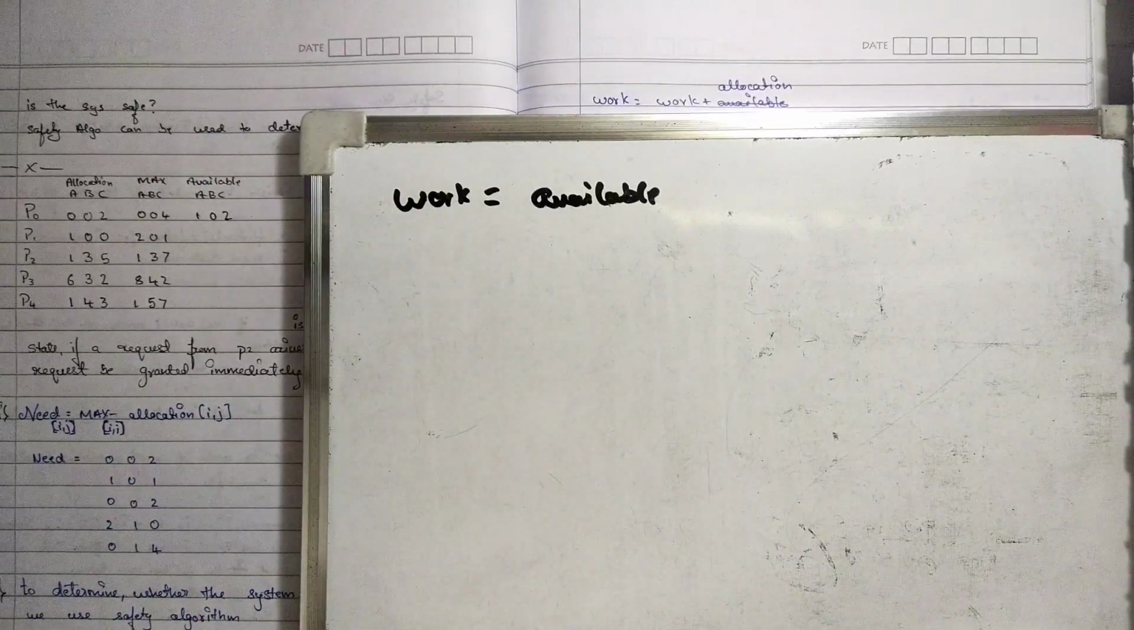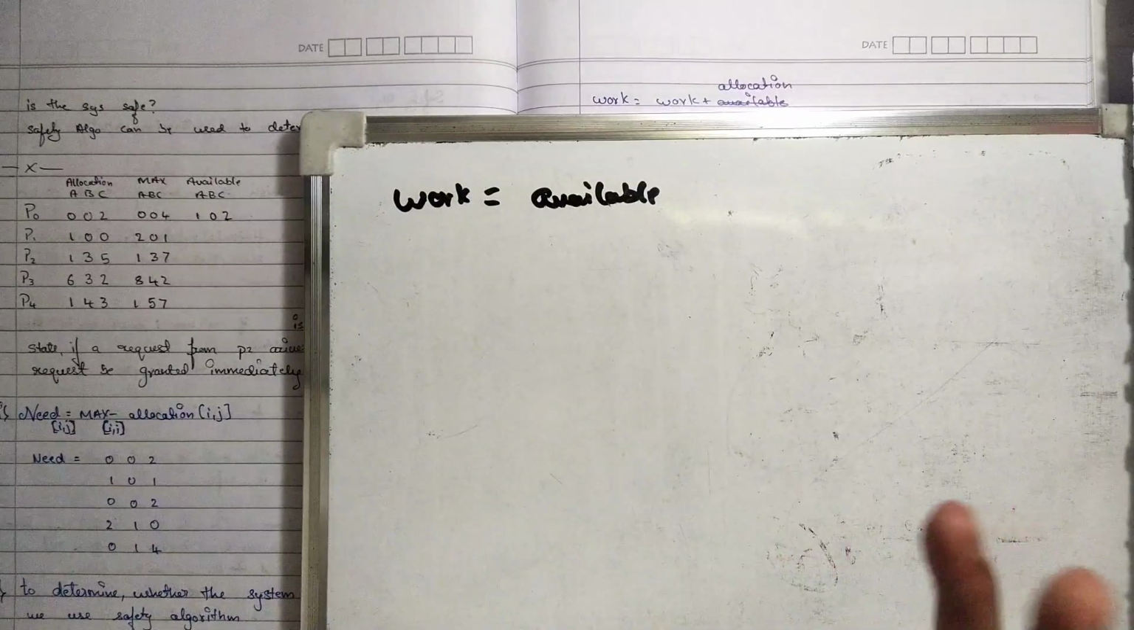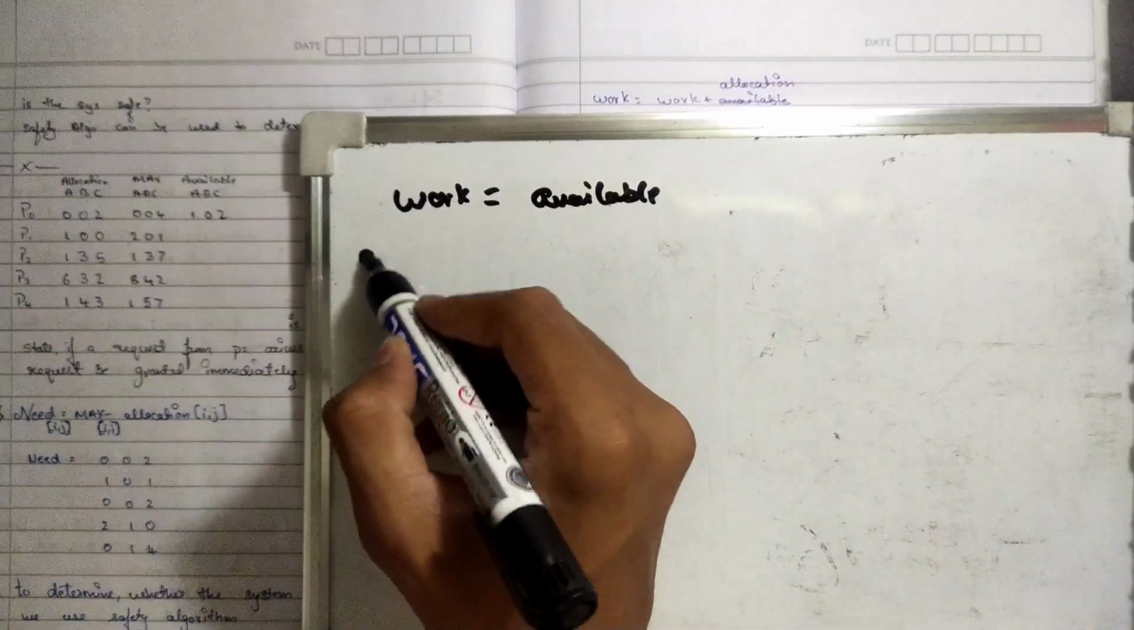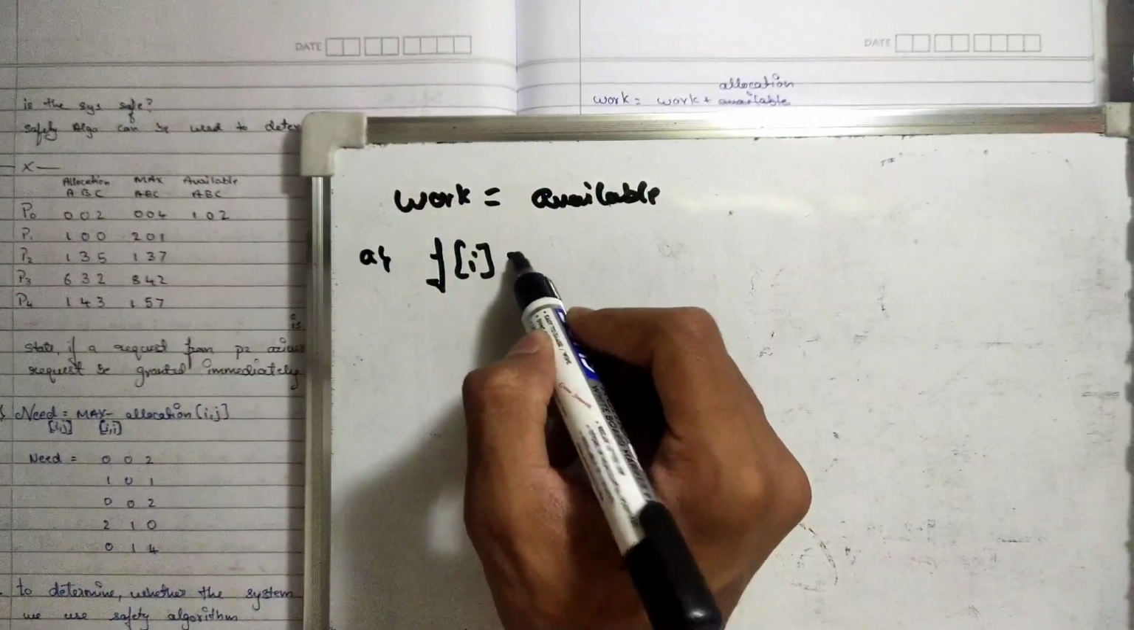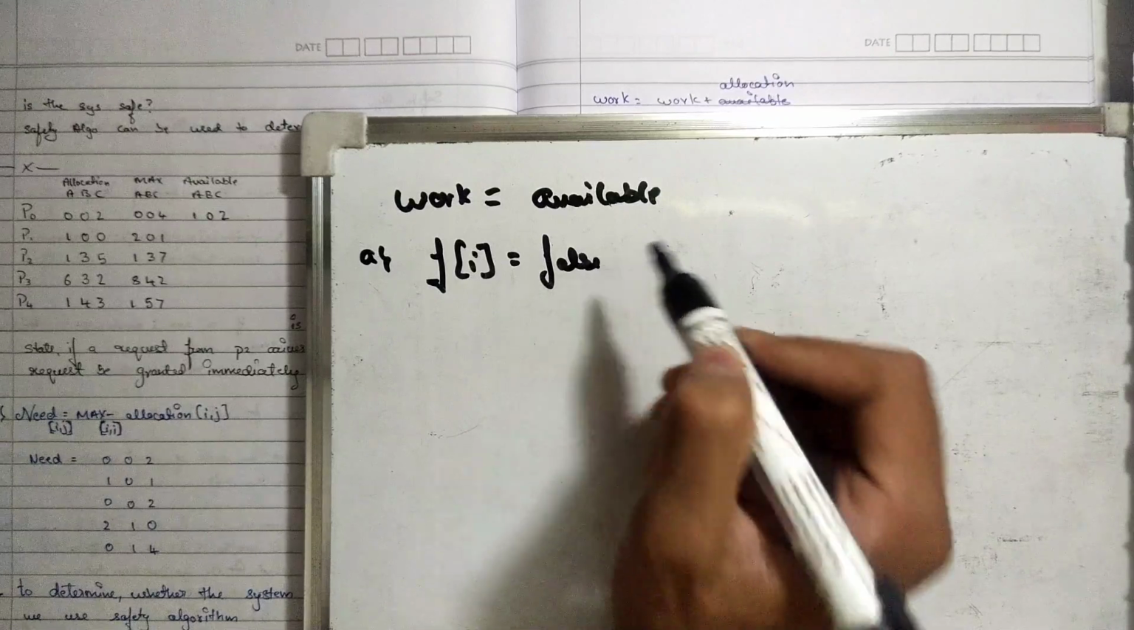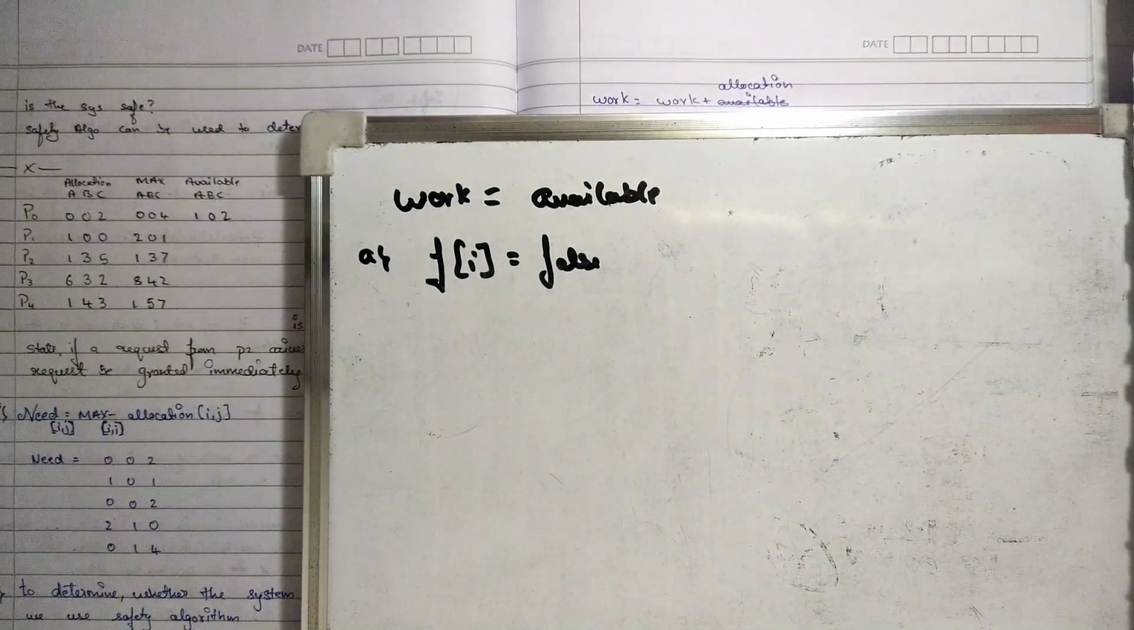We will be using this work again and again. First we say work equals available. Then we consider one process. Then we make f of i false. If f of i is false, it means the process has not got the requested resources and its execution is still pending. If it is true, then it got the resources it asked for and completed its task.